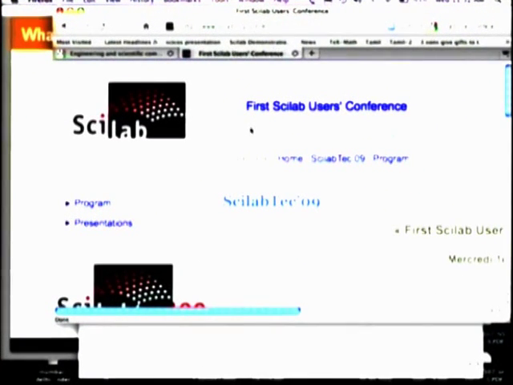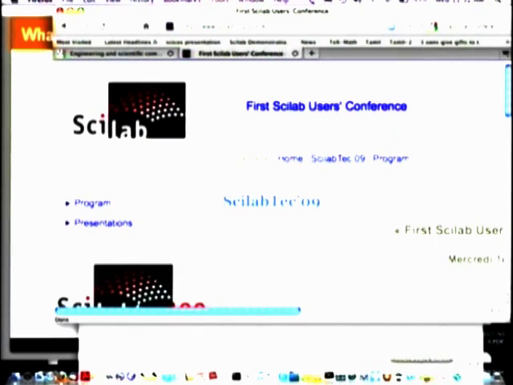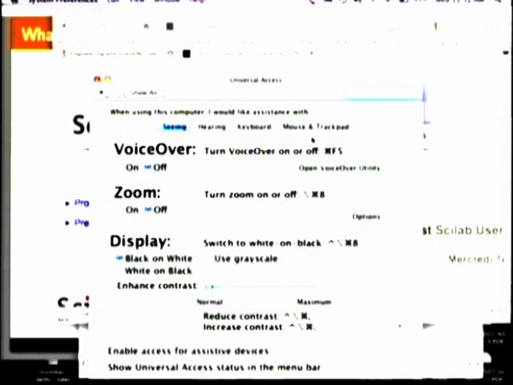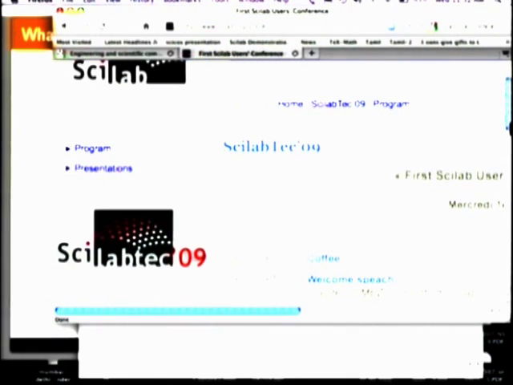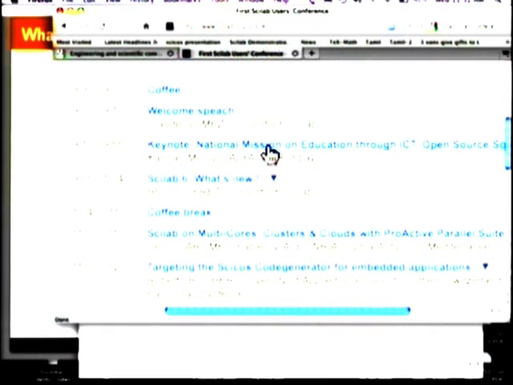Yeah. So, at this time, I would like to show a web page. You can see this Scilab, first Scilab users conference. Let me make my mouse slightly larger so you can actually see that. All right, see this first Scilab users conference, and there were lots of talks here, and you can see that in fact I gave the keynote address. I talked about National Mission on Education through ICT.